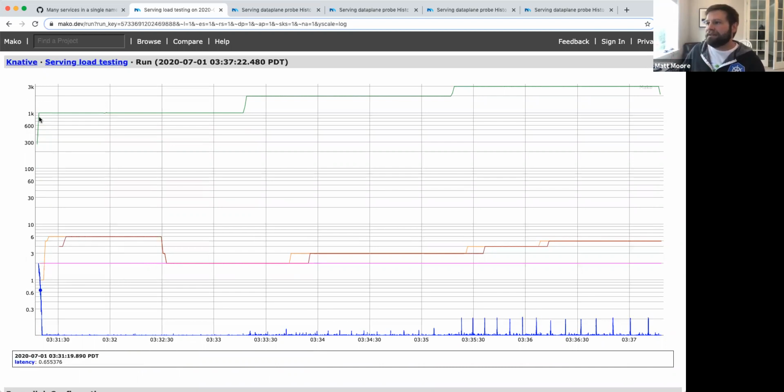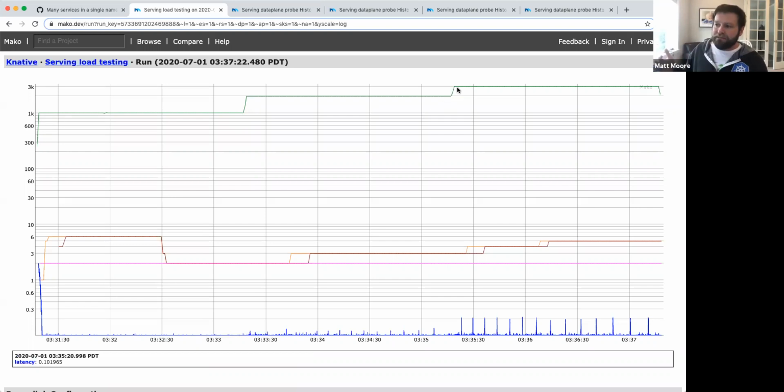It also overlays a few other metrics that are sort of interesting. So this green line up here, basically what this benchmark does is it has a service that's been scaled to 0. It sends 1,000 QPS at it for, I think, about 2 minutes. And then it doubles that to 2,000 QPS. And then it adds another 1,000 QPS after another 2 minutes.